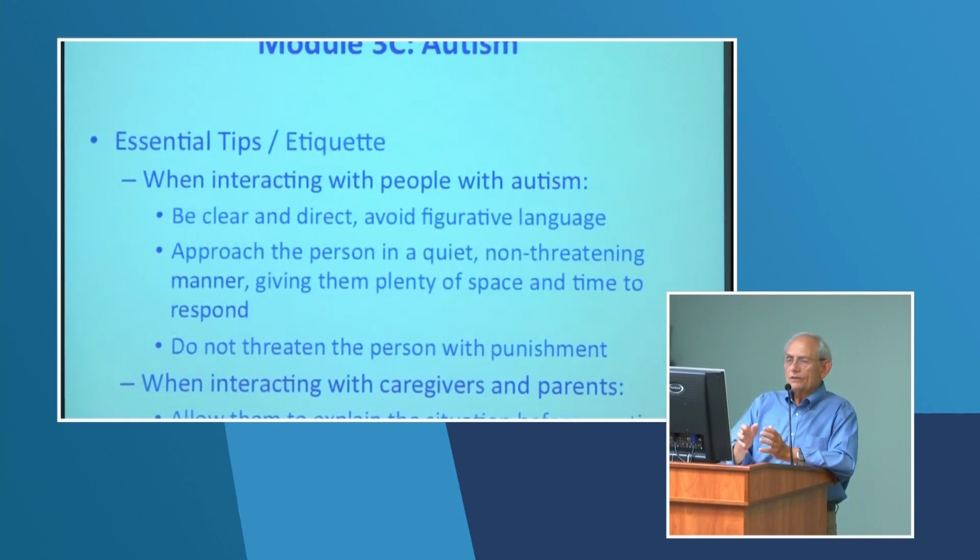Be clear, direct, avoid figurative language, fancy stuff. Just give them simple things to understand. Approach in a quiet, non-threatening manner. Give them a lot of space. Don't try to hold them down. Don't threaten the person with punishment. That's why police often don't work out well with that. They don't know TLC very well.